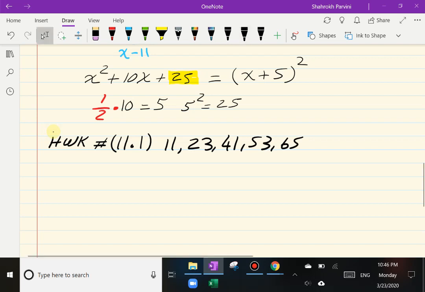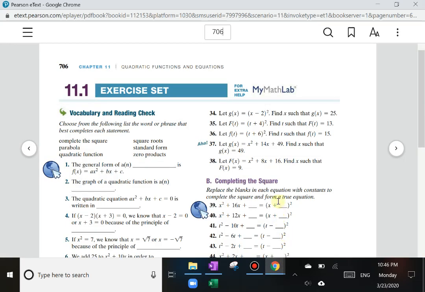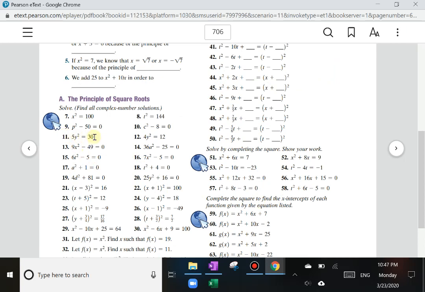Okay, so I'm going to actually work problems that are very similar to these. In section 11.1, you're doing number 11. Okay, so you're doing this one. Let's take a look at number 12. Now, the way the question reads, solve, find all complex number solutions. Now, this is the principle of the square roots. So we're going to solve by principle of the square roots, not by factoring, even if it's factorable. So let's take a look at exercise number 12. In number 12, we have 4y squared equals 12.